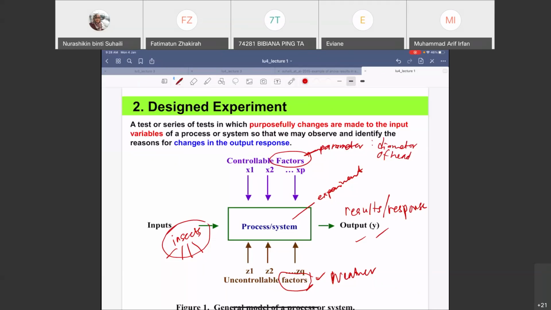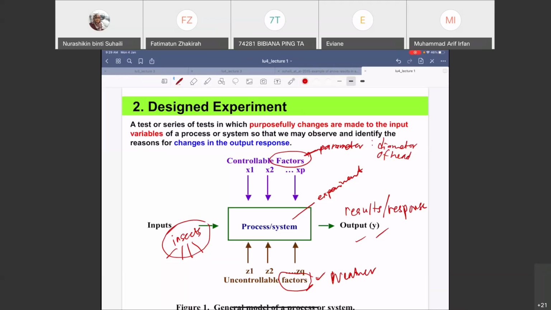How should I give an example? Uncontrollable factors. Okay, let me think first. I hope that you guys understand. I don't have any specific examples in my mind now.